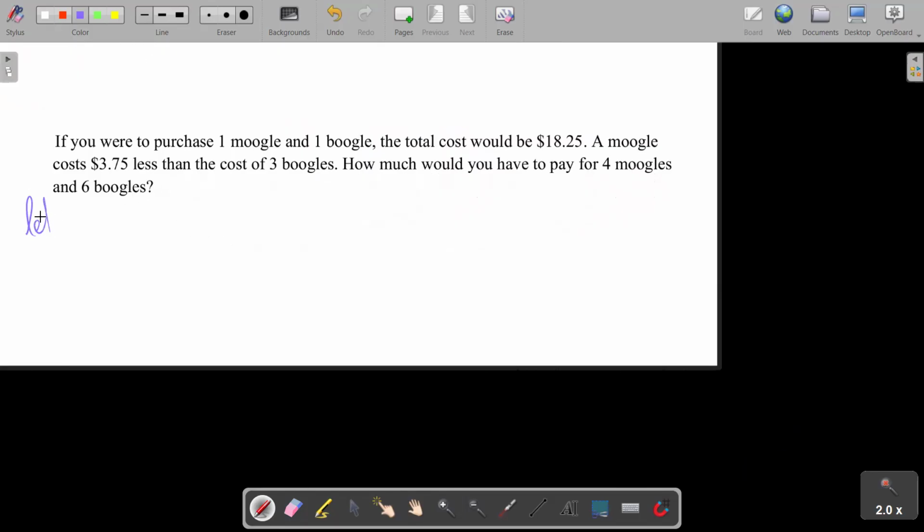So I think personally that we should let M equal the cost of a Moogle. These are fake things. I do this all the time when I write word problems. Just FYI. Okay. And let's go ahead and let B, and you can use lowercase or uppercase, I'm going to use uppercase just to be safe. So I'm going to let B equal the cost of a Boogle.